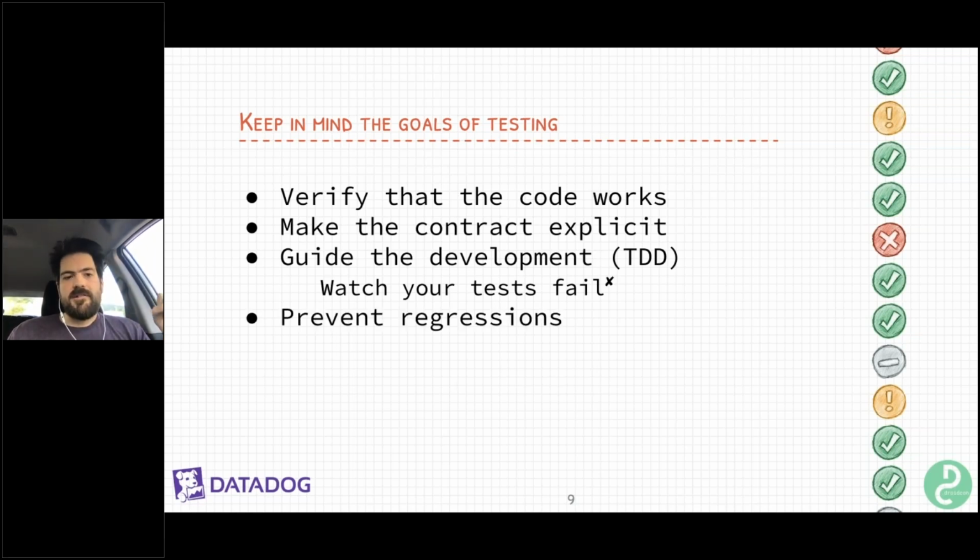Another goal for testing is to prevent regressions. This is why we run the tests in the CI. This means that because you have this airtight contract running in the CI, whenever you change something, you refactor a class, you change the way things work low level, your tests are going to be there to make sure that you don't change the contract.